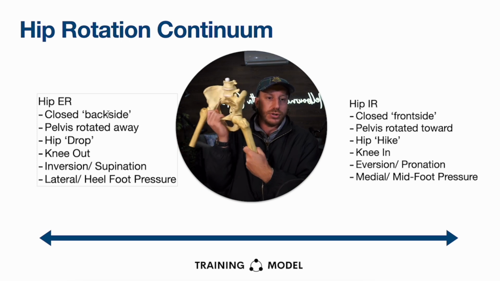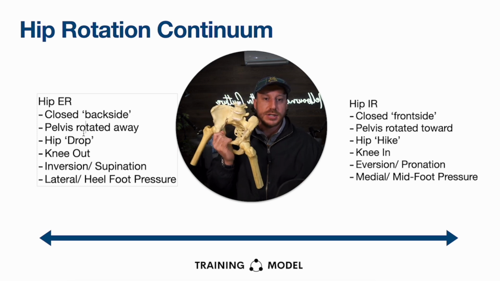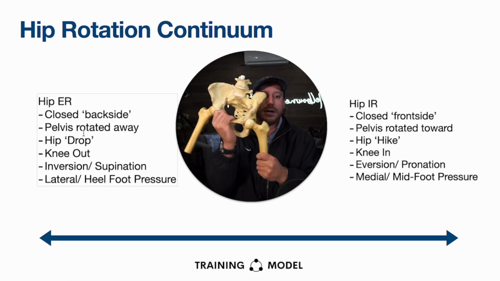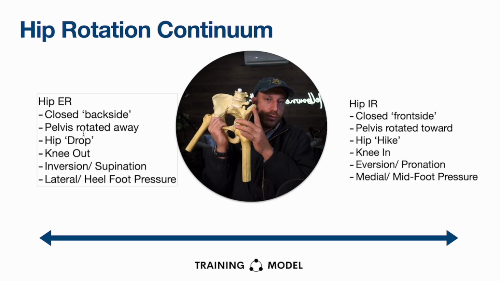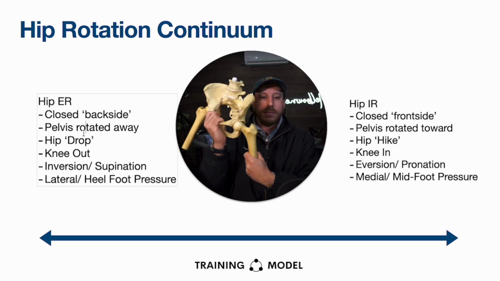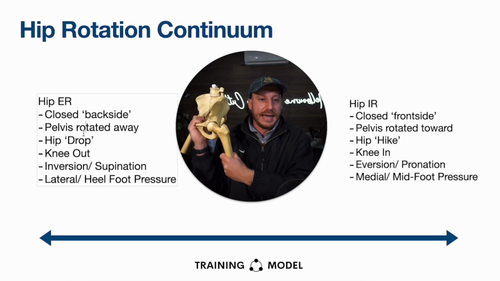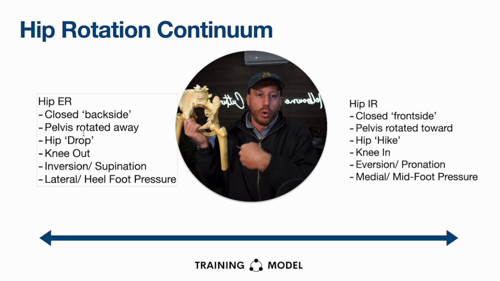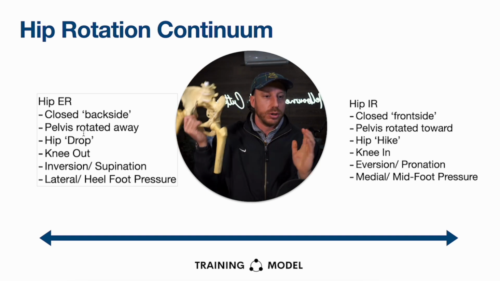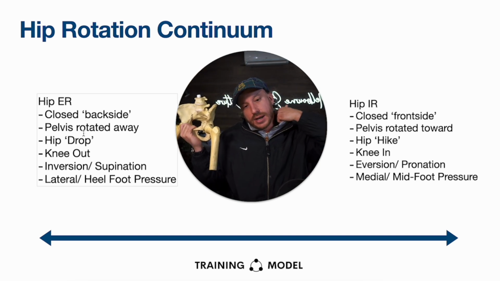It can be femur driver, it can be pelvis driver. This means that the pelvis would have rotated away from the leg to maximize hip external rotation. So if we think about the pelvis moving away for ER, it means that for IR, the pelvis has to rotate towards that hip and close off that front side.